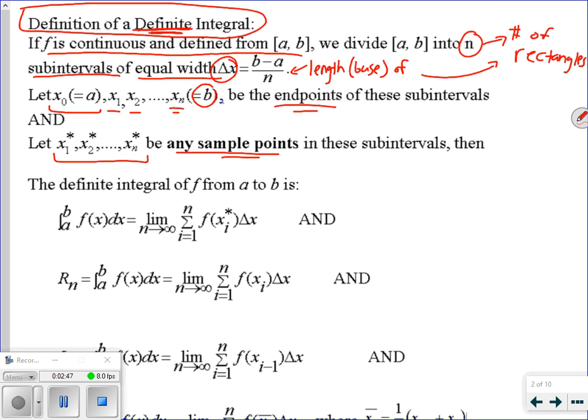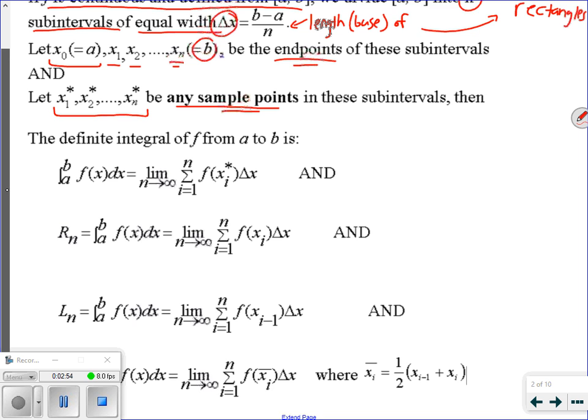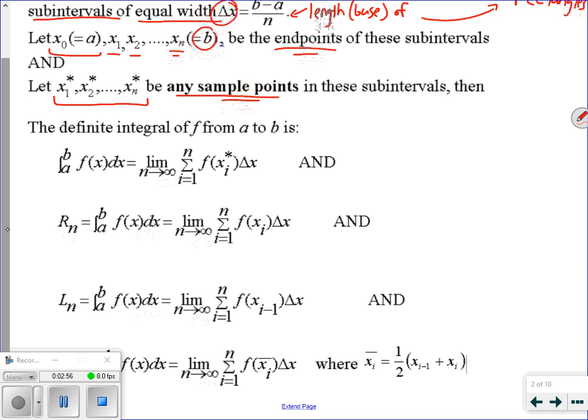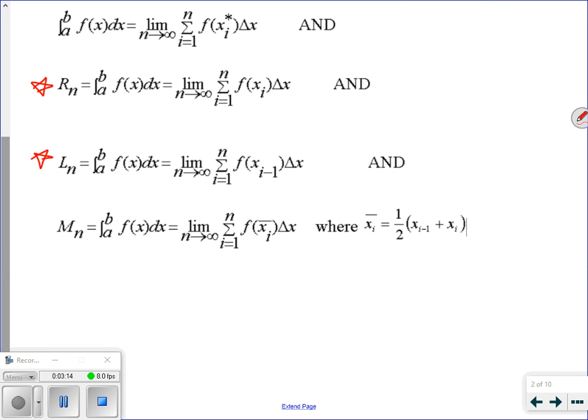Now, for notation purposes, we're going to call those points, any point in between, any points in the subintervals, the first, the second, the third, all the way to the nth point. Now, I don't want this next part to confuse you, but there are 4 different formulas written here, all of which are the definition of a definite integral. They're written 4 different ways: in terms of the right Riemann sum, the left Riemann sum, and the midpoint Riemann sum. They're all right, and they're all talking about a definite integral.